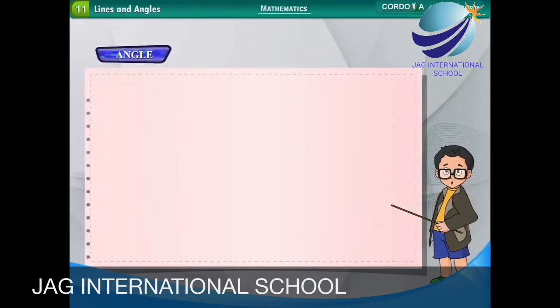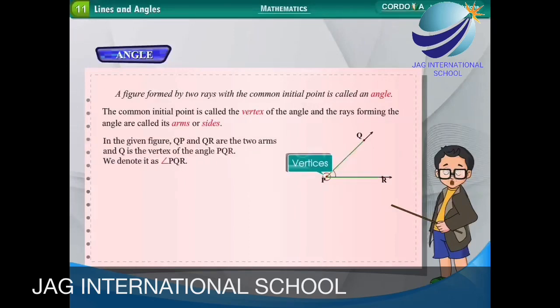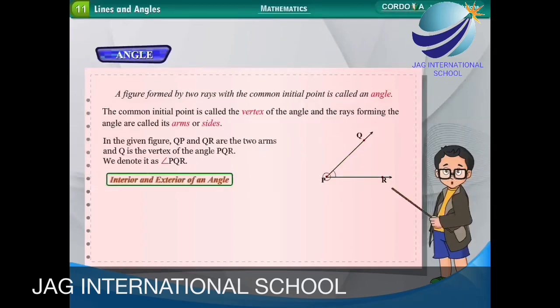Angle. A figure formed by two rays with the common initial point is called an angle. The common initial point is called the vertex of the angle, and the rays forming the angle are called its arms or sides. In the given figure, QP and QR are the two arms, and Q is the vertex of the angle PQR. We denote it as angle PQR.